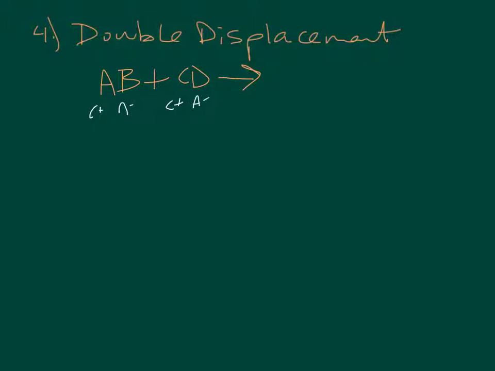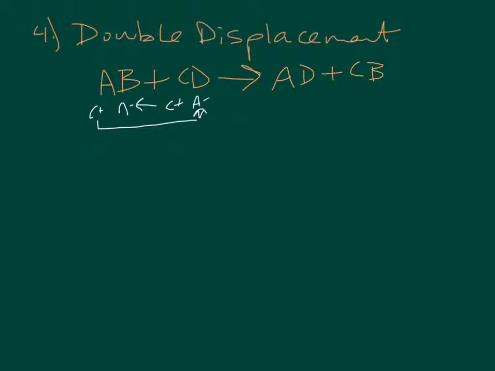So why do we need to know this? Well, for us to be able to determine what the new compounds are in the product side, we want to match up the cation with one compound with the anion on the other compound. So that means that A is going to hook up with D and C is going to hook up with B. And so what we end up with is AD plus CB.